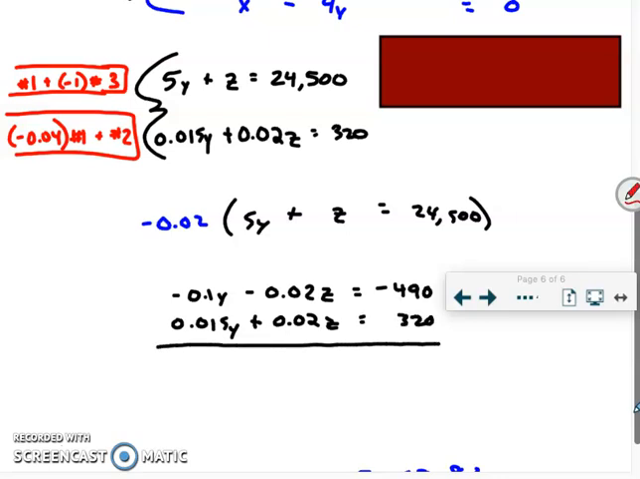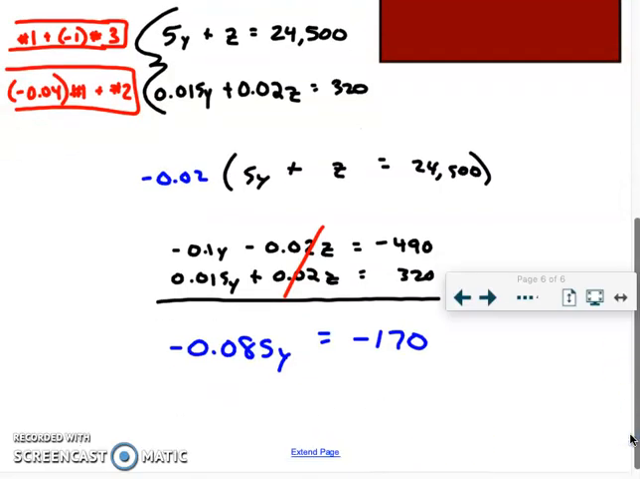So this combination, clearly, hopefully, you see that the z's are going to eliminate, they're going to cancel. That was the whole point. So if I have a negative 0.1y plus 0.015y, that's going to give us a negative 0.085y, again, so that the z's canceled. And if I have a negative 490 plus 320, that's going to give us a negative 107.